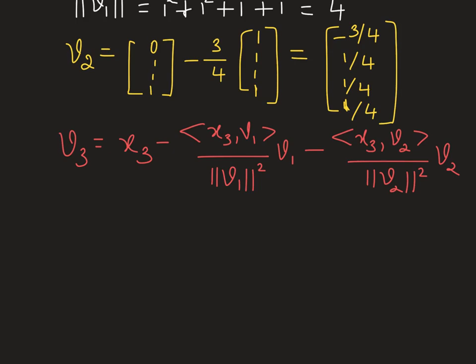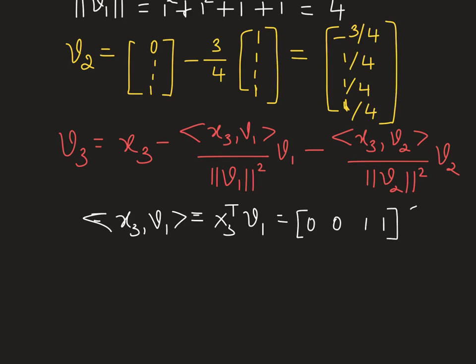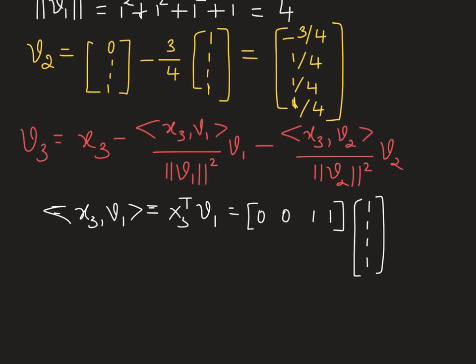So first let us find the inner products that we require. So the x3, v1 inner product. Our x3 matrix is, we have to take x3 transpose times v1. Therefore a row matrix only we have to take, it is 0, 0, 1, 1, and v1 is 1, 1, 1, 1. So doing simplification gives 2.